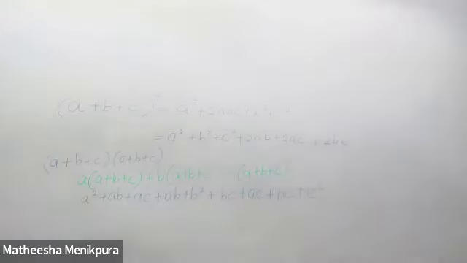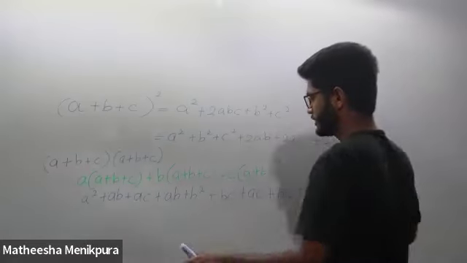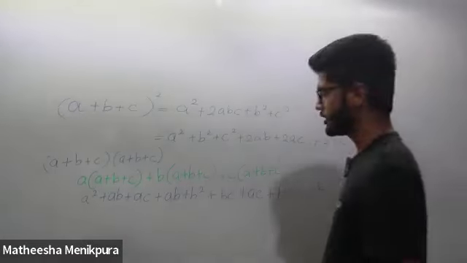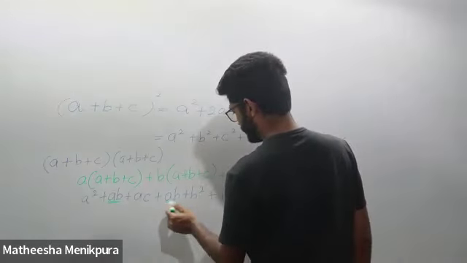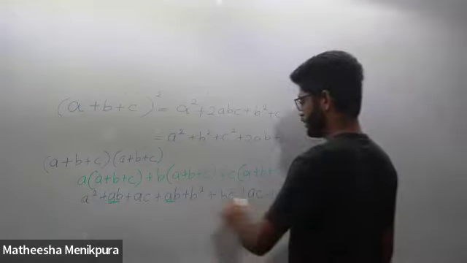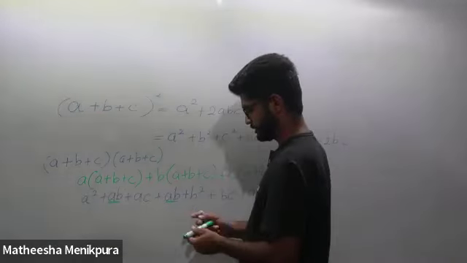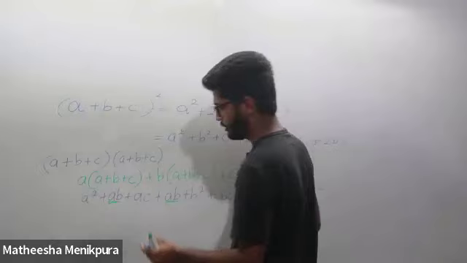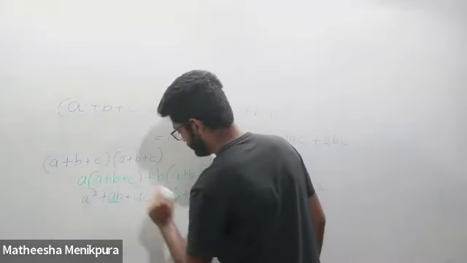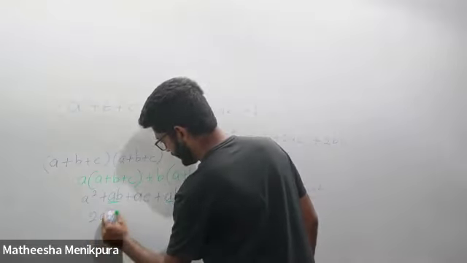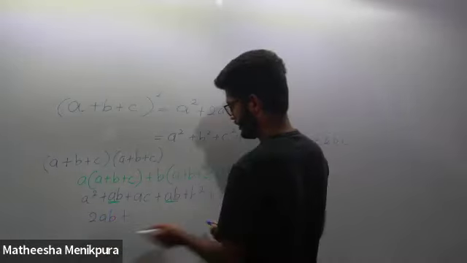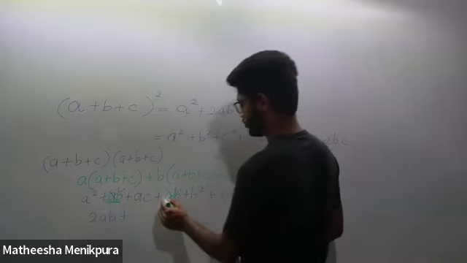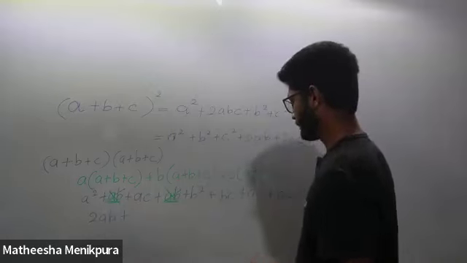Okay, so don't worry. This is not in our O-level syllabus. I just gave it. Now check the like terms and unlike terms. Here we have an ab term. Here also we have an ab term. We have two ab terms. Therefore, I can add those two. So ab plus ab is 2ab. We'll cancel them out just to make it clear.